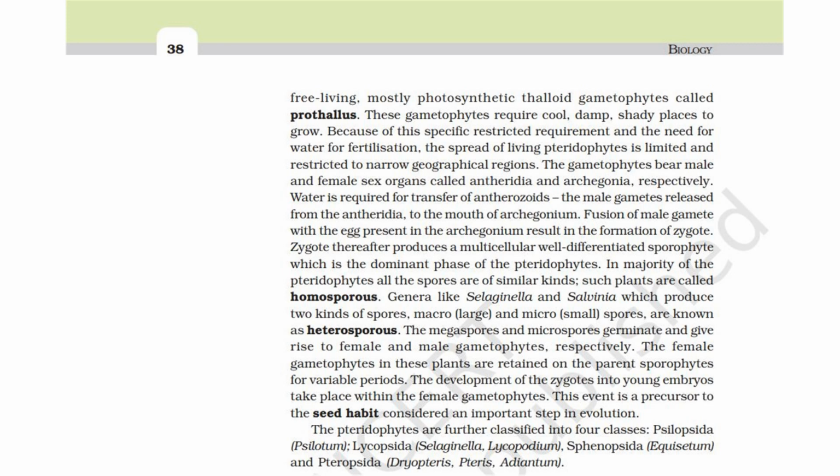Genera like Selaginella and Salvinia, which produce two kinds of spores, macro or large and micro or small spores, are known as heterosporous. The megaspores and microspores germinate and give rise to female and male gametophytes respectively. The female gametophytes in these plants are retained on the parent sporophytes for variable periods. The development of the zygotes into young embryos takes place within the female gametophytes. This event is a precursor to the seed habit, considered an important step in evolution.